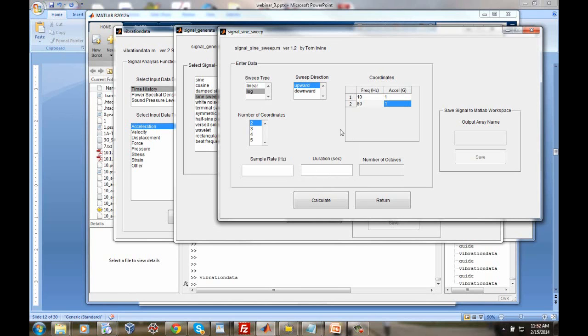Our sample rate should be at least 10 times higher than the maximum frequency. We'll talk more about the rule of thumb or criteria for that later on. And I'm going to actually make it even higher. I'm going to say 2,000 samples per second, which is equal to 2,000 hertz. Duration, okay, this is going to have a span of 3 octaves. So 10 to 20 to 40 to 80, that's a 3 octave span. We can do 1 octave per minute, so it's going to have a duration of 180 seconds.